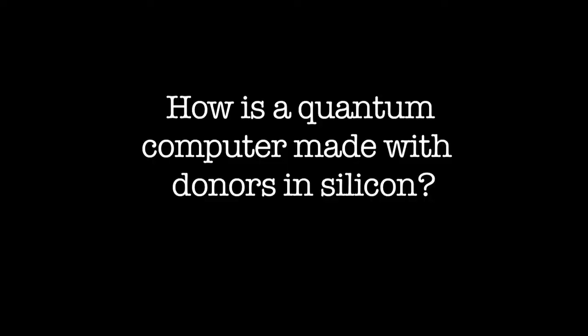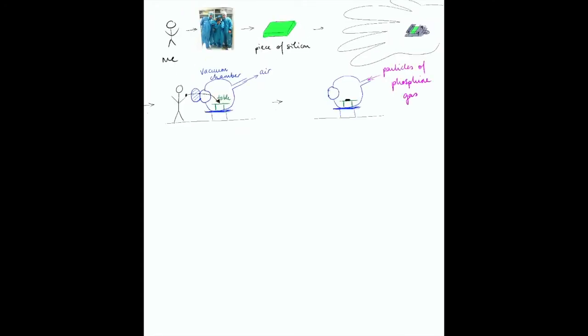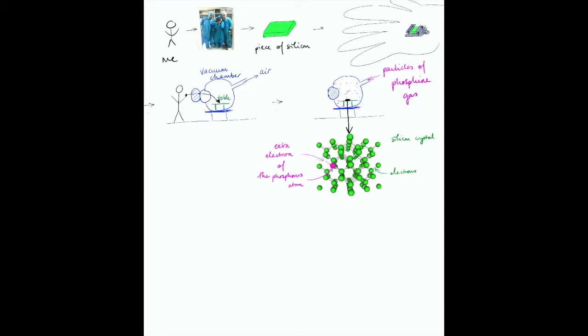Let's start with the implementation. A lot of protective gear is required because the quantum environment is so fragile. We take a piece of silicon and put it inside a holder which we can insert into a clean environment where we put phosphine gas. The particles land on the silicon crystal and incorporate themselves, except that they have an extra electron. The quantum bit is encoded into the state of this extra electron.